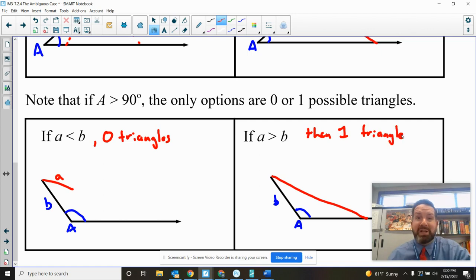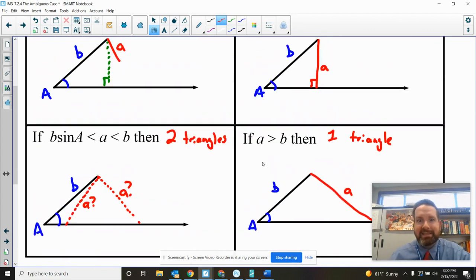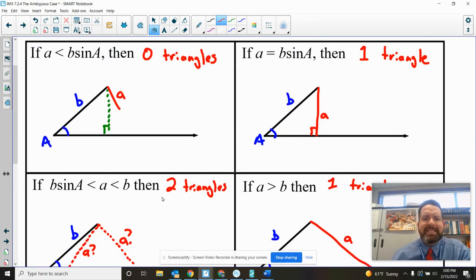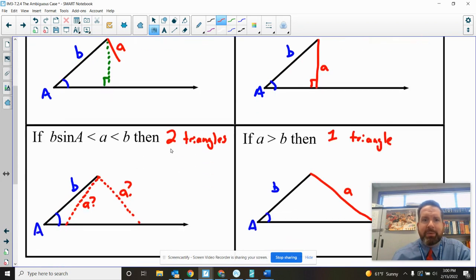So it'll take you a while to be comfortable with this. Quite frankly, I still have to every once in a while review how this works. But that's the breakdown. This is the ambiguous case, this one right here, where you have two triangles. That's the one that you need to keep track of, where your side A is a little bit longer than the height, but not as long as the other side you know.